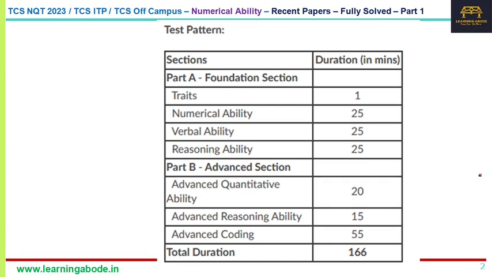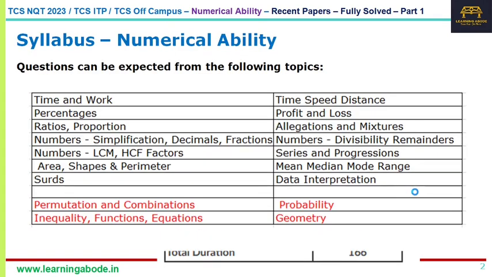Now in the declared pattern, they had mentioned only the time duration. They had not actually mentioned the number of questions. I guess if you take numerical ability, for example, they have asked about 20 questions. This is for the ITP, the Ninja or the TCS NQT, whatever you call it. If you see BPS and all, the number of questions is slightly different. So numerical ability in the foundation section has 20 questions, and in the advanced quants they are asking about 10 questions.